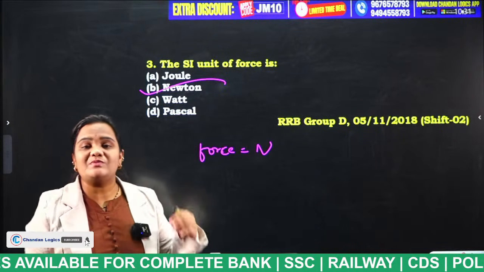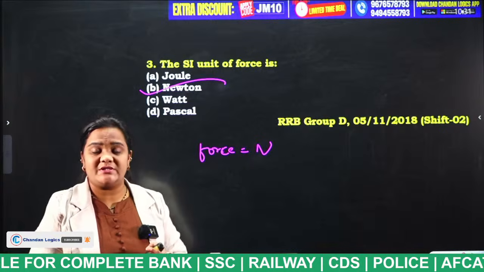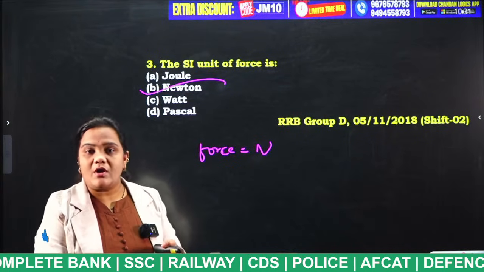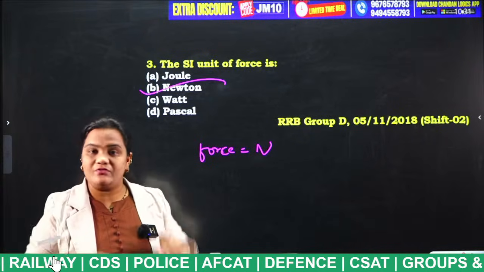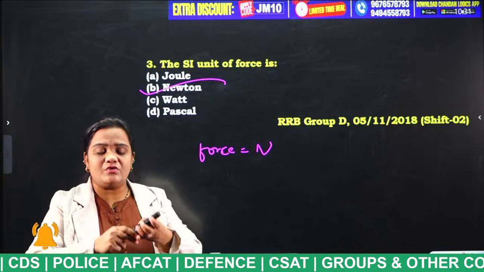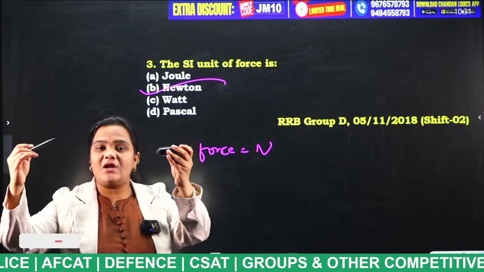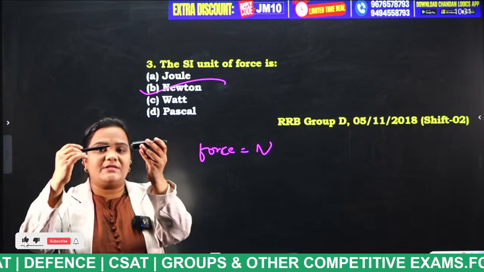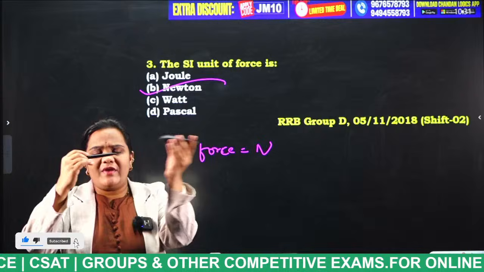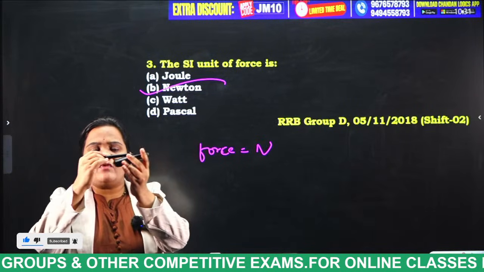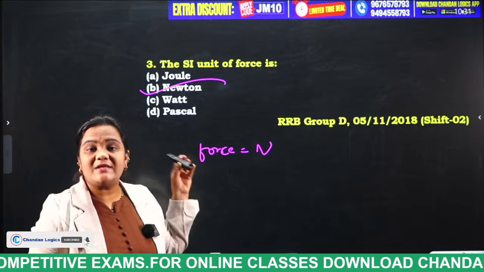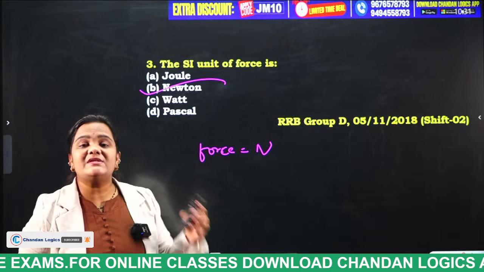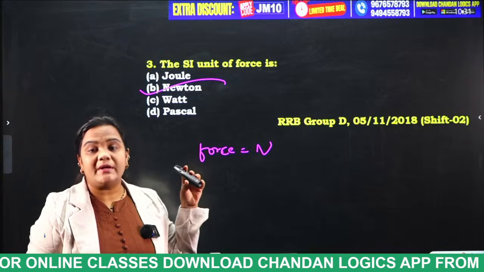How many types of forces do we have? Just two types: contact forces and non-contact forces. Contact forces, for example, frictional force. What do you mean by frictional force? This is an object and this is another object. When these two objects move against each other, some friction force will be applied there. That type of force is known as friction force.